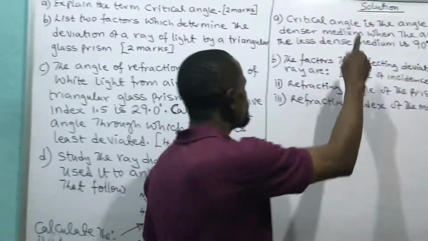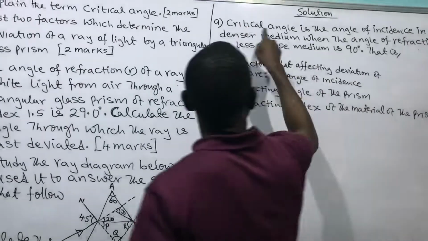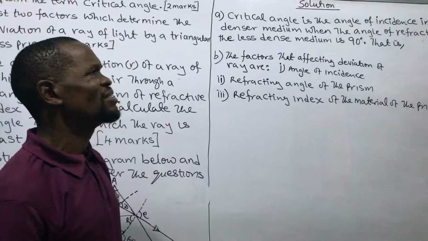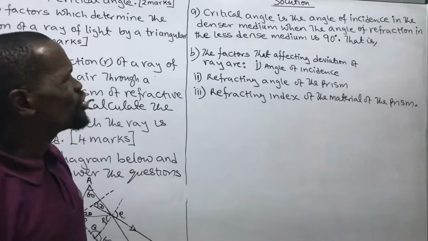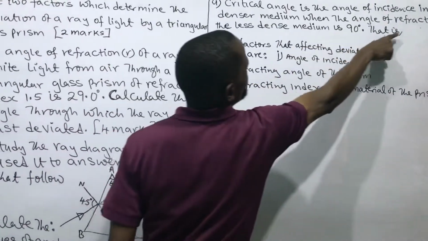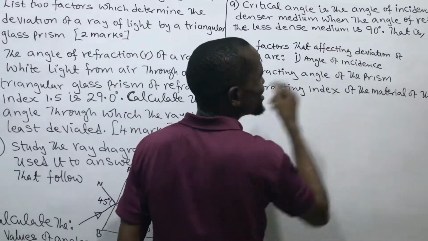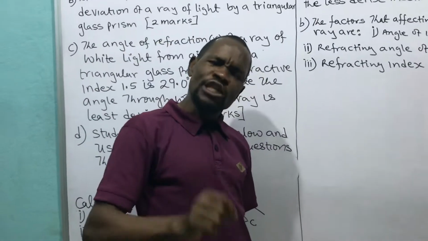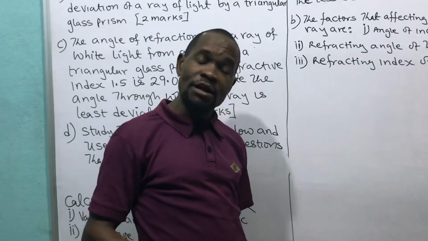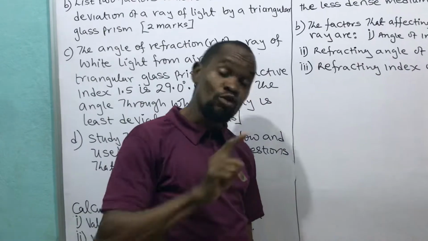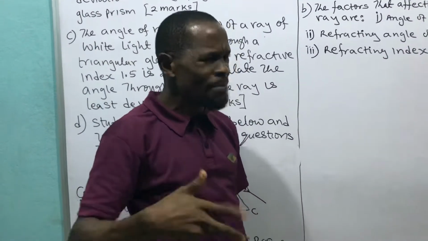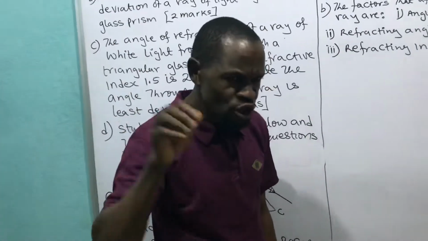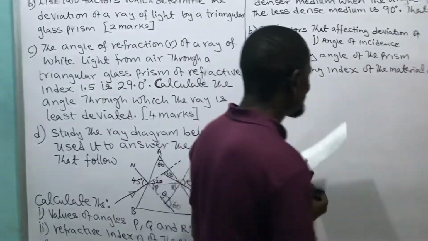Solution. They say that the critical angle is the angle of incidence in the denser medium when the angle of refraction in the less dense medium is 90 degrees. What are we talking about? This implies that for me to get a critical angle, my ray must be moving from a denser medium to a less dense medium.